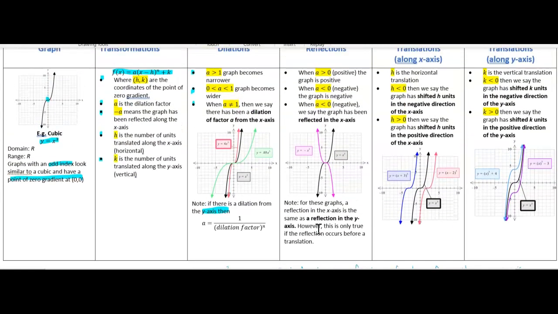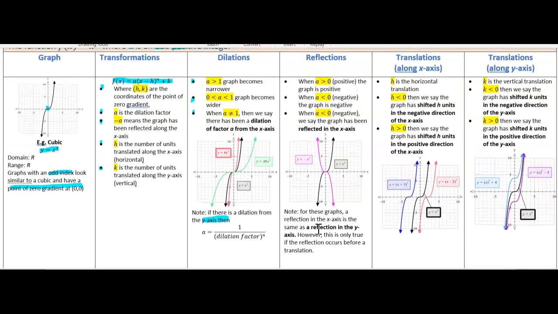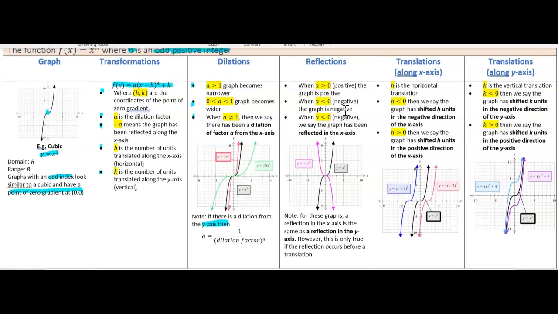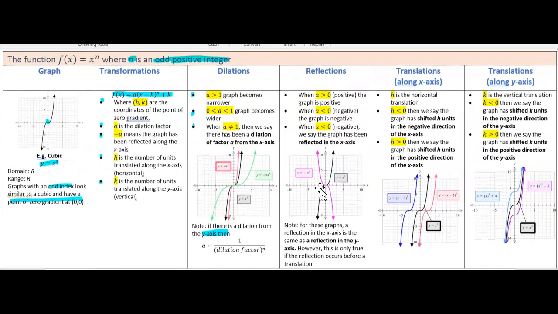Okay, so let's have a look at reflections. All right, transformations are much the same. So reflections are a little bit different with powers with an odd integer. Let's turn my phone off. All right, so let's have a look at our cubic. So the black curve is our cubic, and then our pink curve is negative x cubed. Now, unlike our parabola, all right, it's not symmetrical along the y-axis, and it's not symmetrical along the x-axis either.